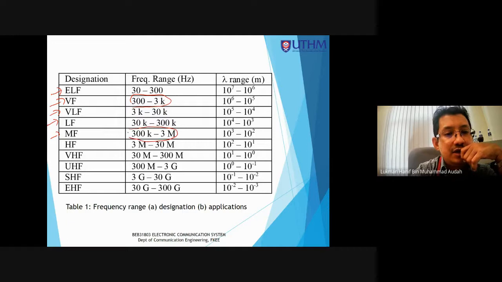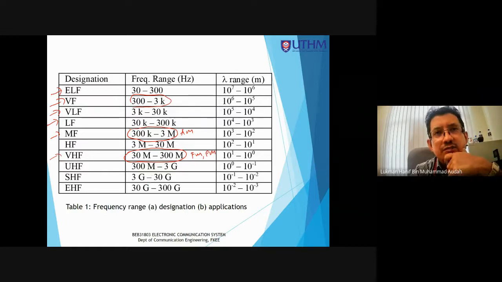So you will learn later about AM, FM. AM menggunakan medium frequency. Nanti you akan lihat, VHF is from 30 until 300. So this is for the range of FM. So that's why when you listen to the radio, FM radio, for example, Sinar FM, dia punya range adalah beberapa puluh megahertz. Okay, sama juga macam Surya FM, Hot FM dan sebagainya. So dia dalam range ni very high frequency.